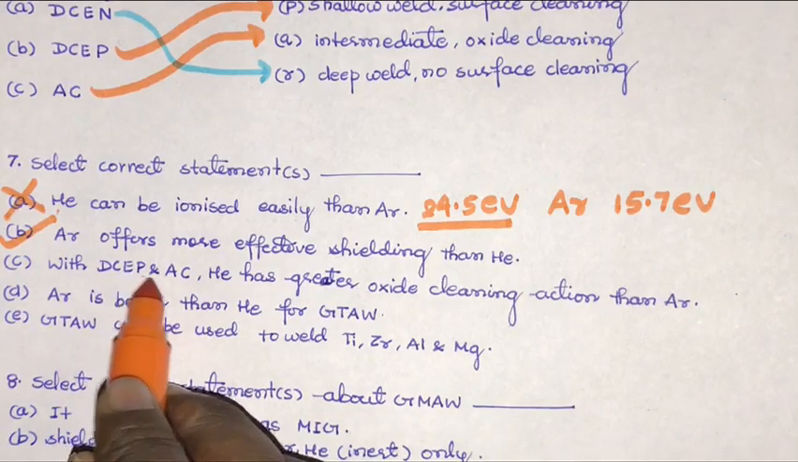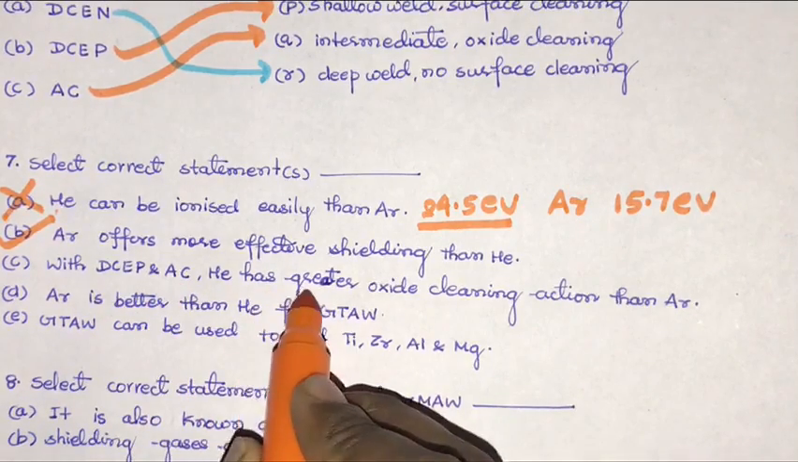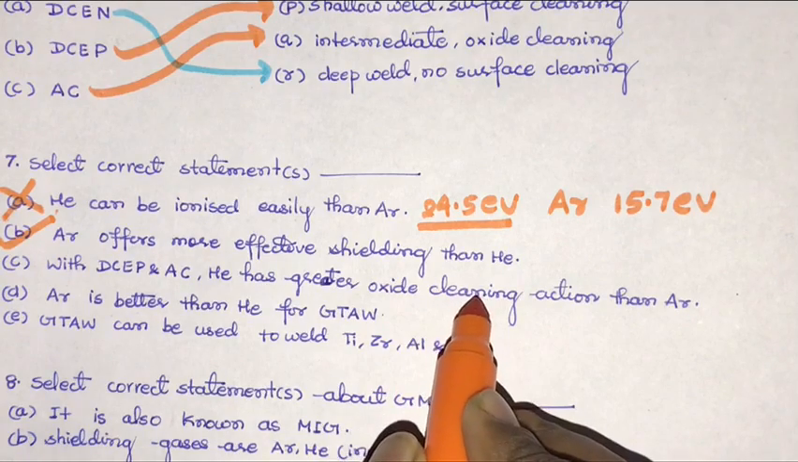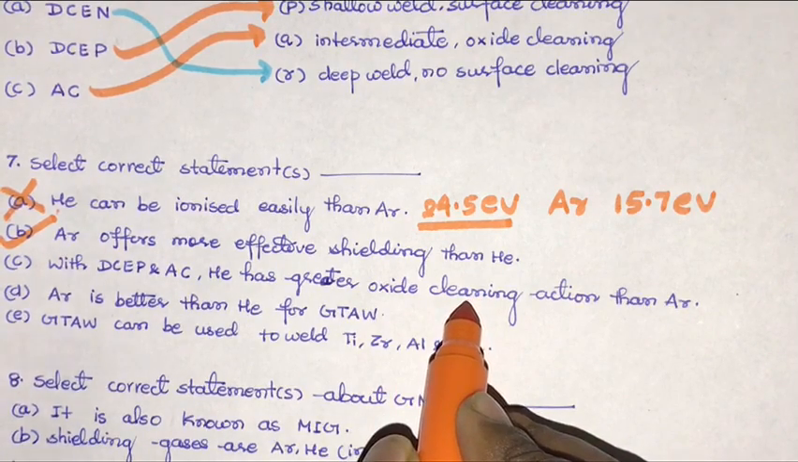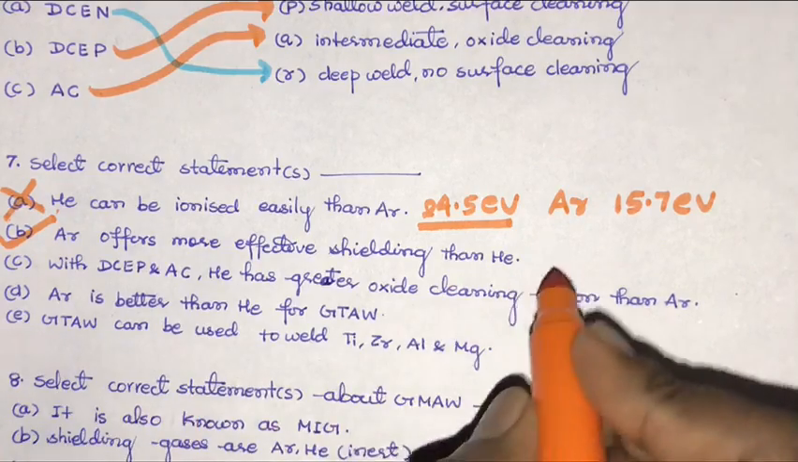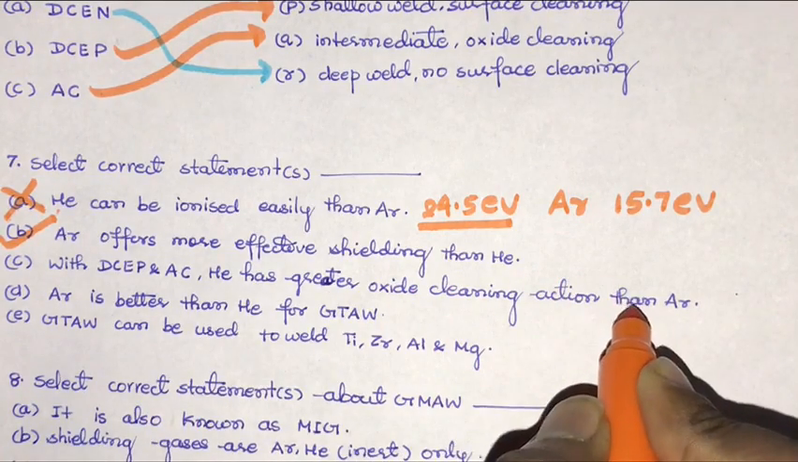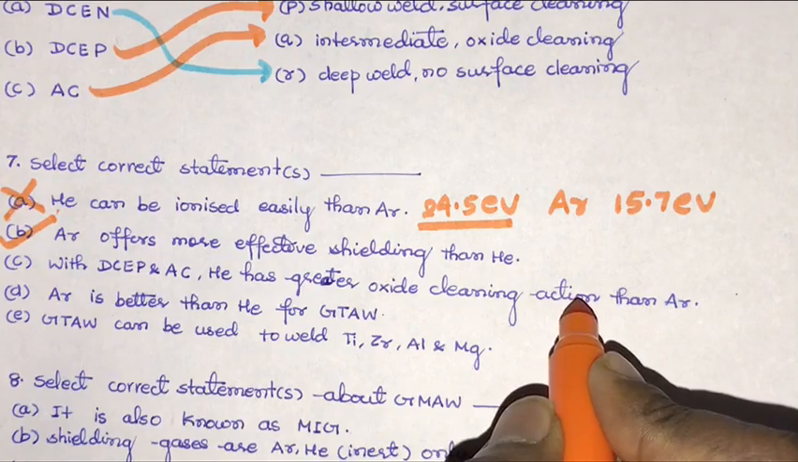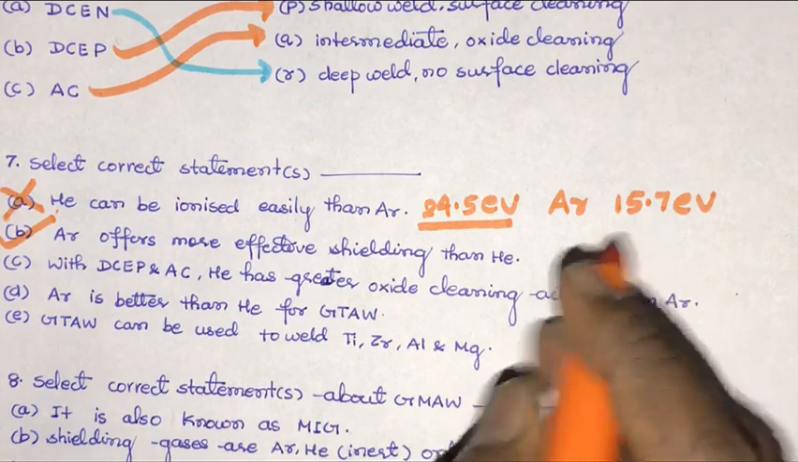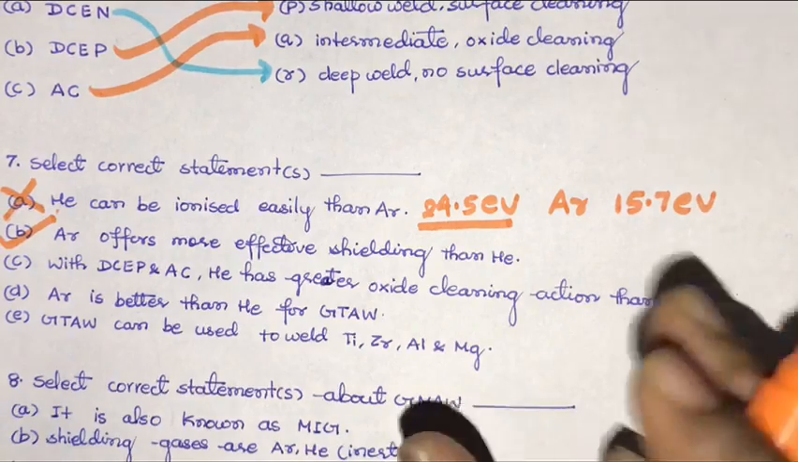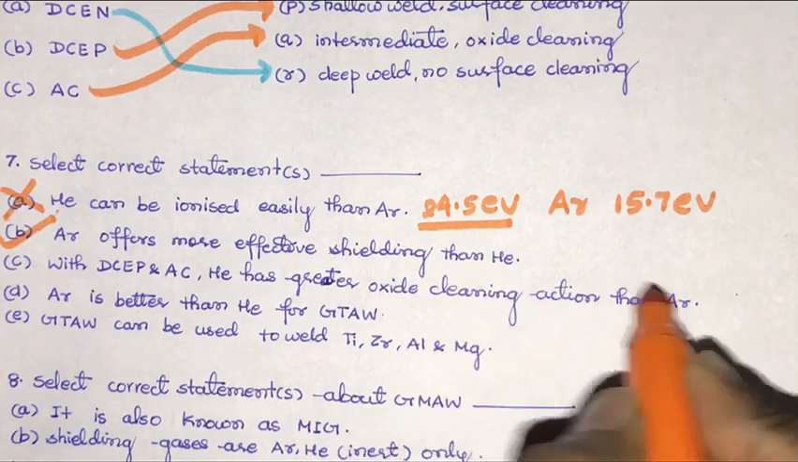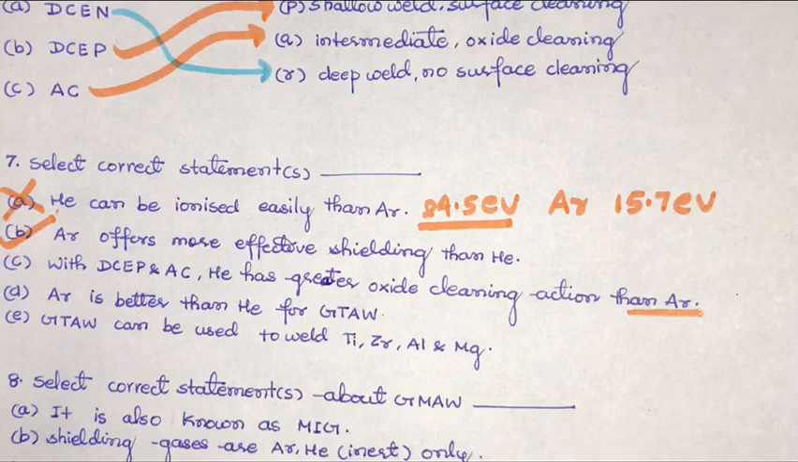With DCEP and AC, helium has greater oxide cleaning action than argon. Again, we know that argon is heavier than helium. Okay, so argon will clean the oxide more effectively than helium. So due to its large molecular weight, argon has better oxide cleaning action as compared to helium. So this statement is absolutely incorrect.